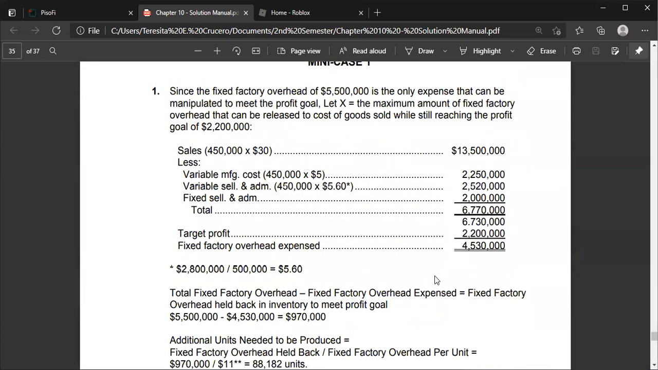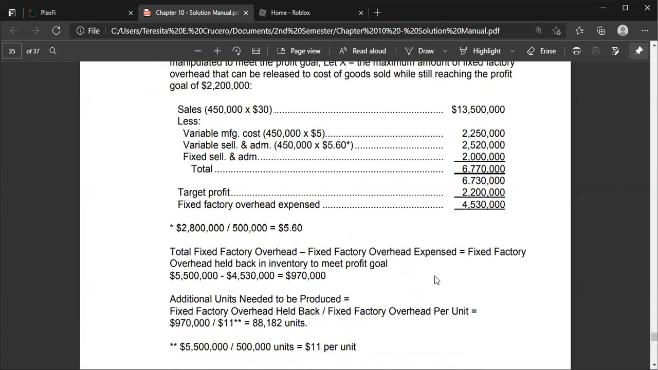Then the target profit is 2,200,000. Fixed factory overhead expense is 4,530,000. So 2.8 million divided by 500,000, that's your 5.60, the variable selling and admin. The fixed factory overhead expense equals fixed factory overhead held back in inventory to meet profit goals.